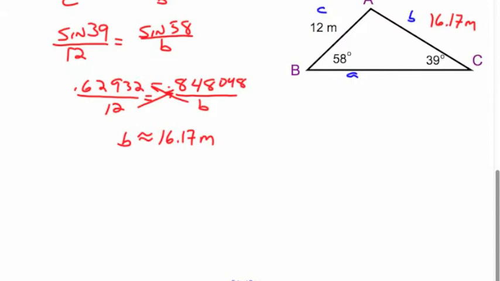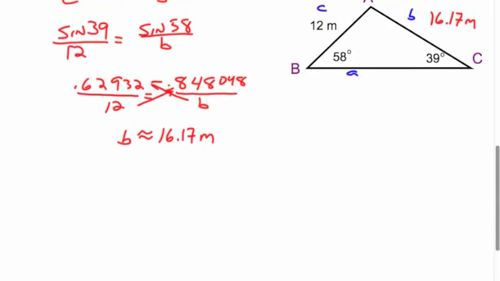All right, so now we need to find side A, because we want to find the area and the perimeter. Actually, we can find angle A to begin with. That might be helpful. Angle A is just going to be 180 minus 58 minus 39. We know there are 180 degrees in any triangle, so we're subtracting out the two known angles, and we're left with 83 degrees.